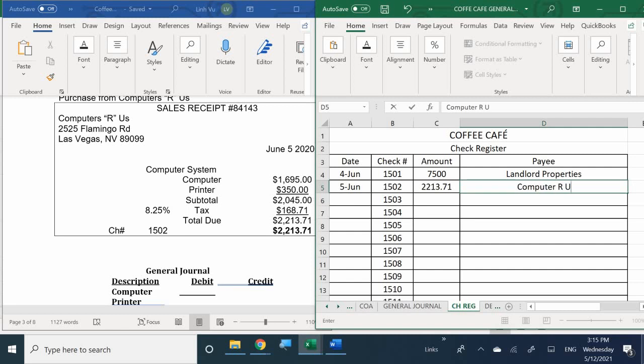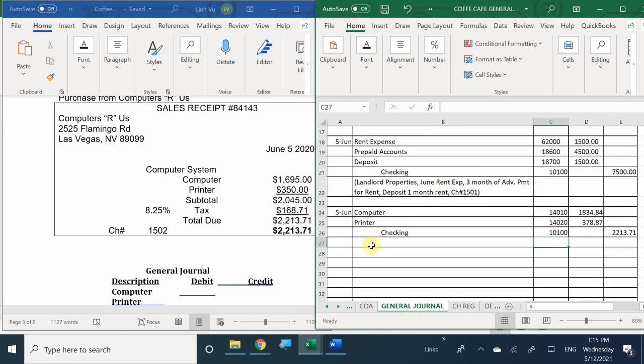Okay, I'm not gonna be really strict on quotations or whatever. Okay? Computers R Us. And then now, once we've figured out what our check number is, that's where we can go back to our general journal to go ahead and fill in the rest and finish off our description. So once again, an important thing you need to know is who did you purchase these assets from? Computers R Us, okay? Why is this important?